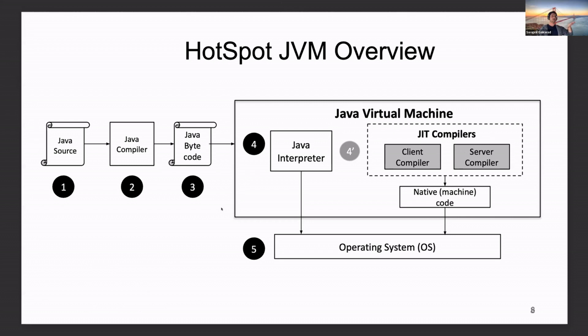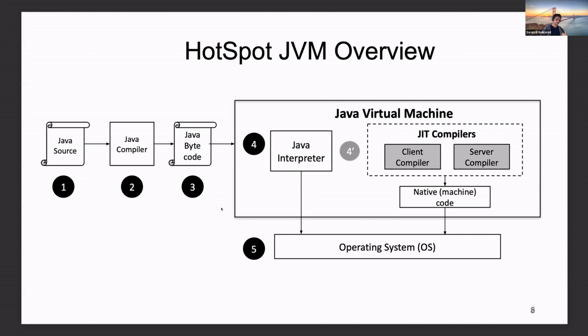For the HotSpot JVM, we have two JIT compilers in it. They are called JIT compilers because the compilation happens just in time, during the execution of the program itself. When a particular method is hot, JVM says, okay, could you please compile this for me? And the compilation happens. So in HotSpot JVM, there are two compilers, the client compiler and the server compiler.